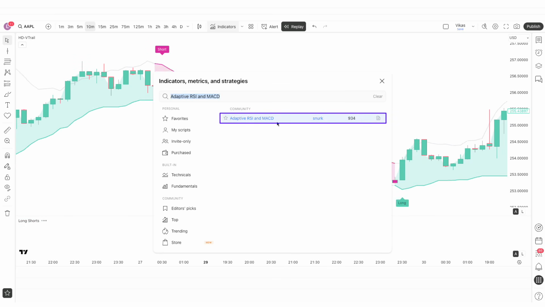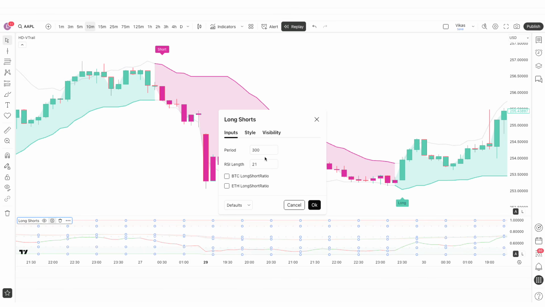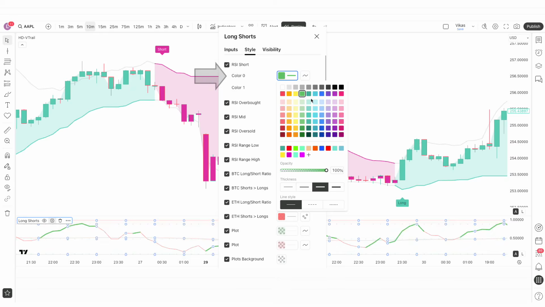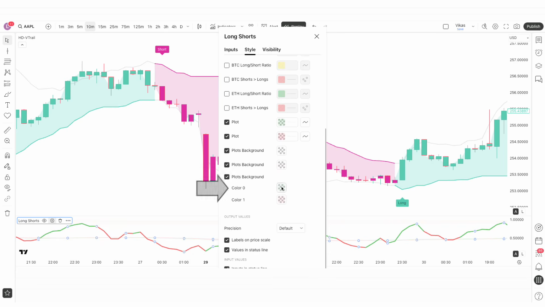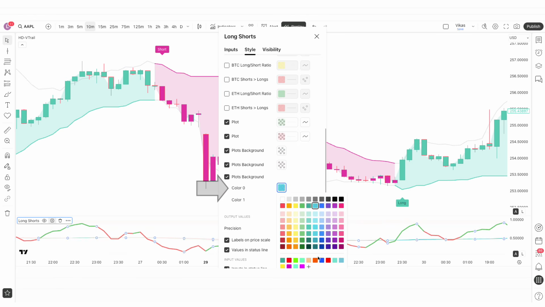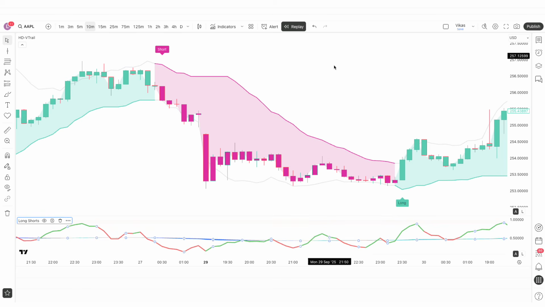After that, we have to click on the adaptive RSI option, in which we have to change some settings. We have to change this period option from 300 to 313. We have to change this RSI length option from 21 to 4. We need to increase the thickness of this RSI short option. We need to hide these options. We have to change this plot's background color 0 option from green to cyan. We have to change this plot's background color 1 option from red to blue. Now our setup is ready.